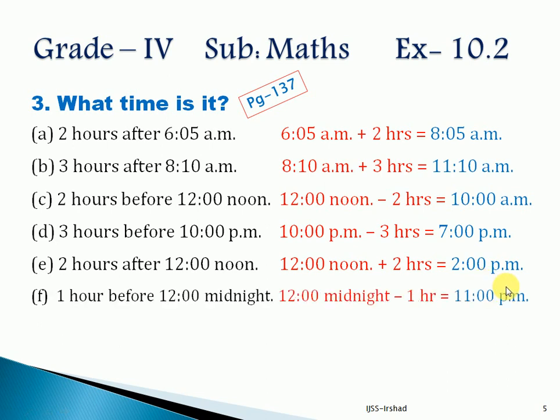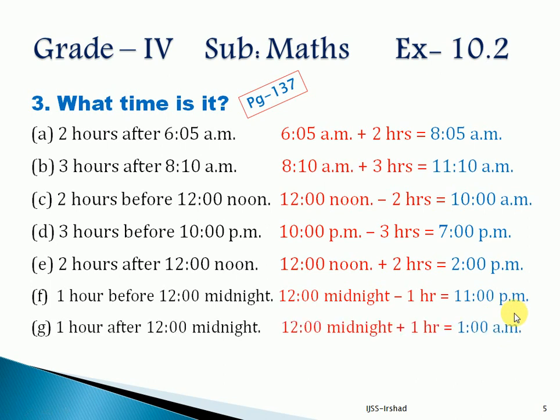Now F, 1 hour before 12 midnight. So go to 12 midnight and just subtract 1 hour. You will get the time before midnight. When we subtract 1 hour from 12 midnight, we will get 11 night. From 12, 1 subtracted, we will get 11. And it's night only, just before midnight. So it is PM. We know the time that falls after 12 noon and before 12 midnight, there we have to use PM. So it will be PM.